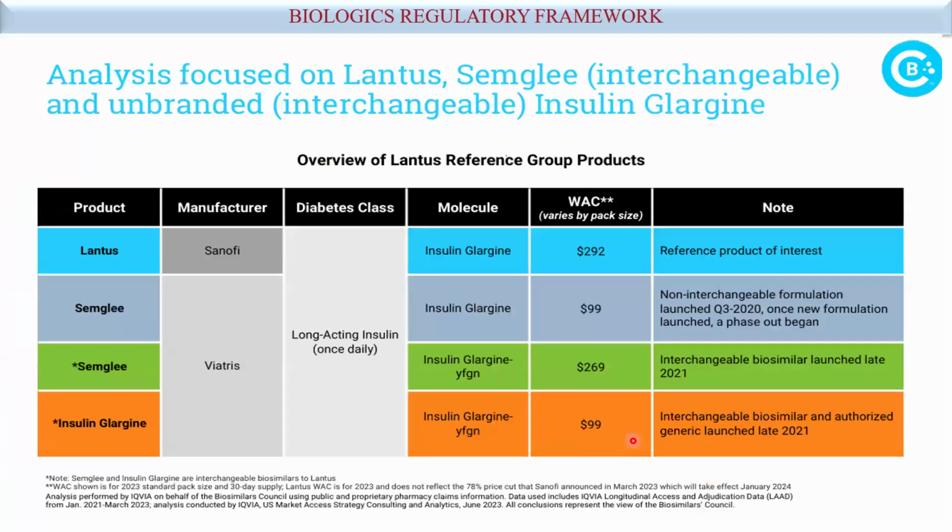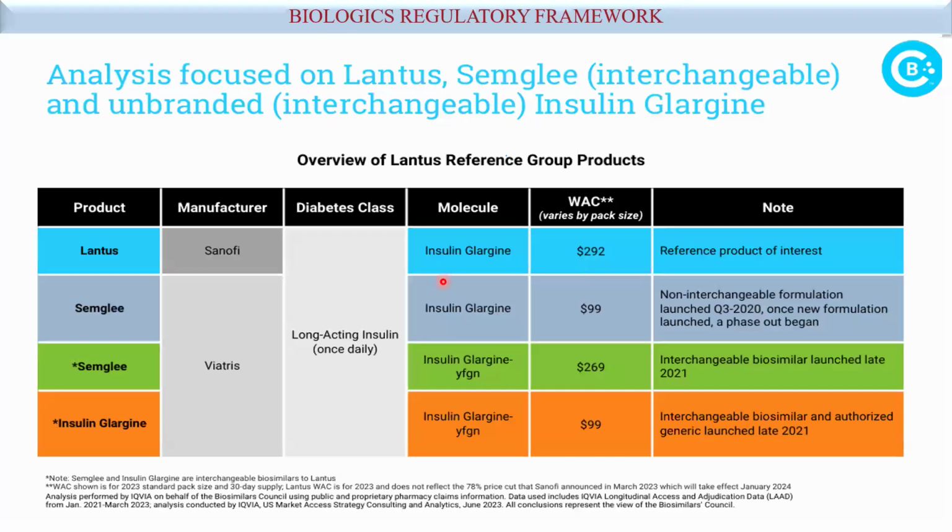The sponsor organization, just imagine Lantus, insulin glargine, made by the company Sanofi. The price of the reference product was around $292 when it was approved in the US. And Semglee, which is the brand, was approved in the biosimilar pathway, and we got insulin glargine at around $99. So almost only 30%, 35% of the cost of the reference product.